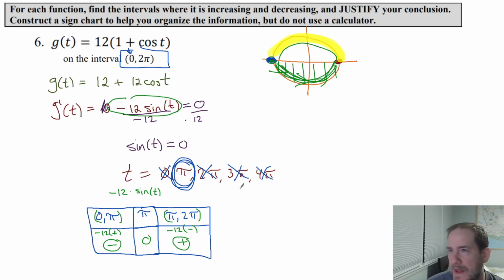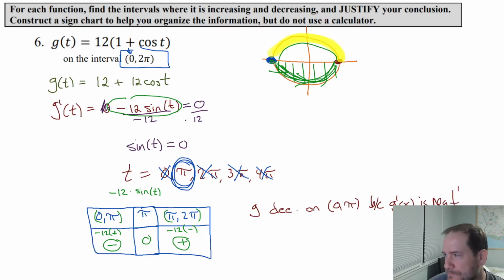Using that sign chart, I can now state with confidence that G decreases on 0 to pi, because G prime is negative there, and G increases on pi to 2 pi, because G prime is positive there.